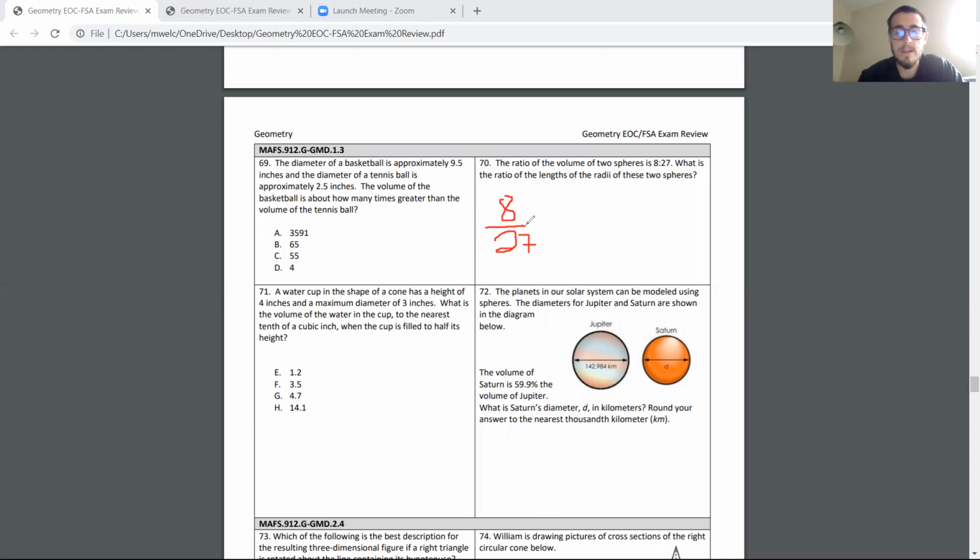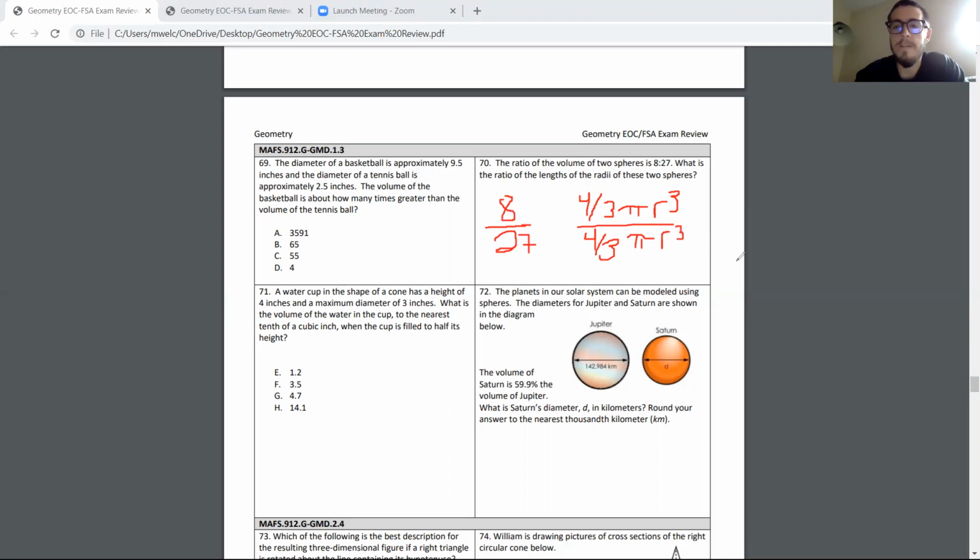Now, in order to get anything from that, you need to know the formula for the volume of a sphere. So that is 4/3 pi r cubed, right? The volume of one sphere divided by the volume of another, you get the ratio of 8/27.